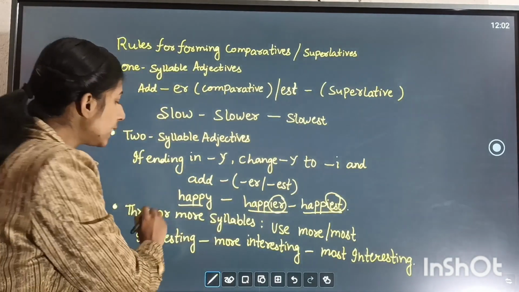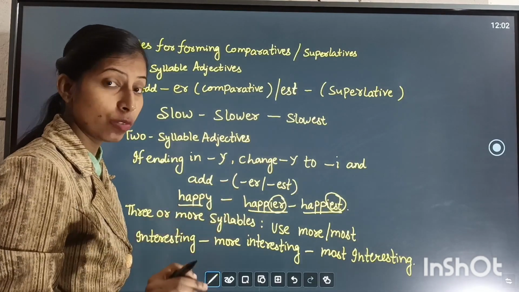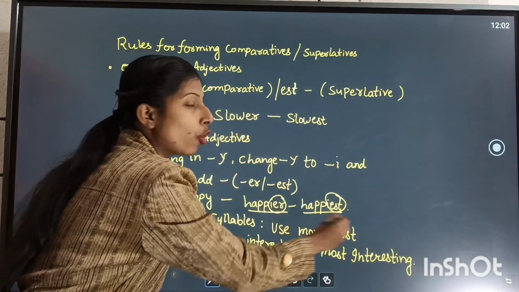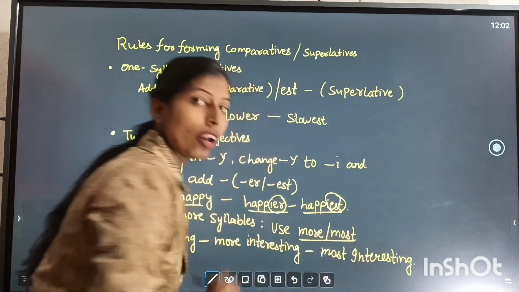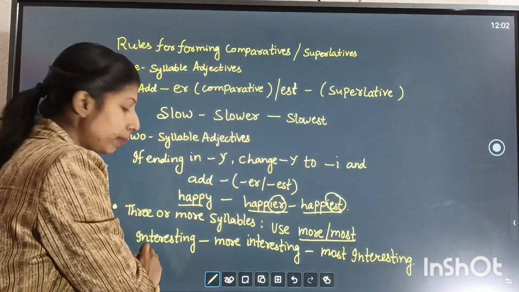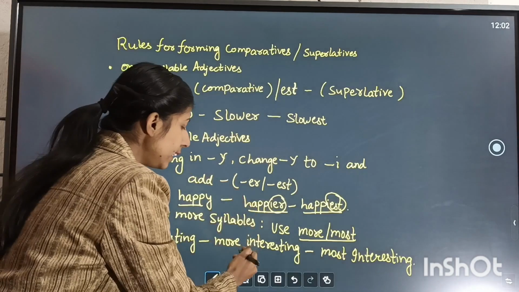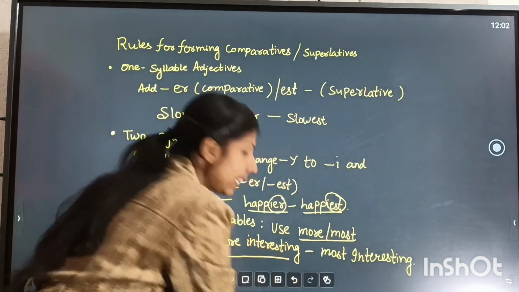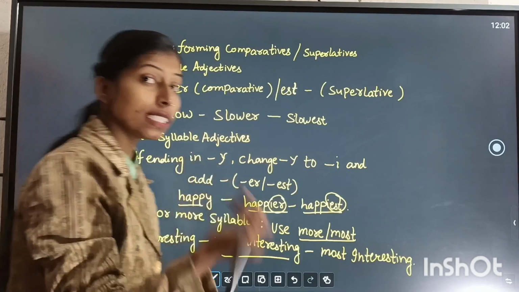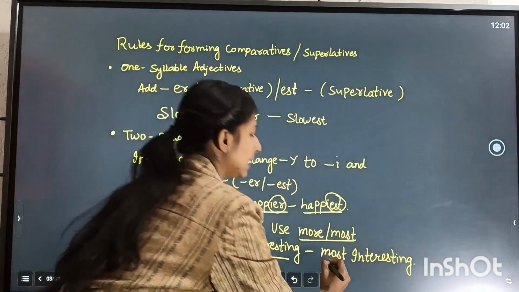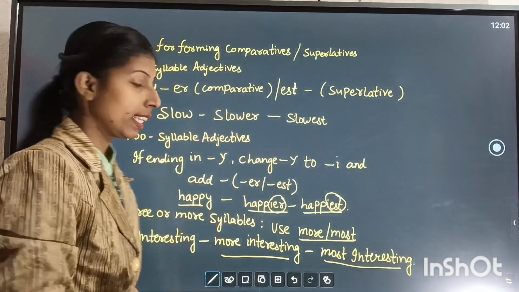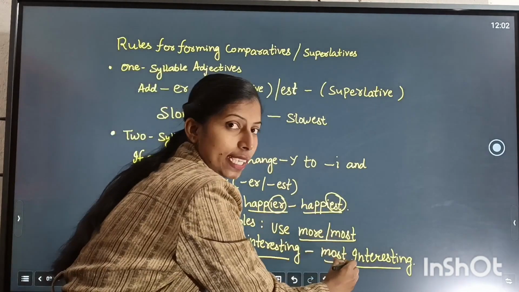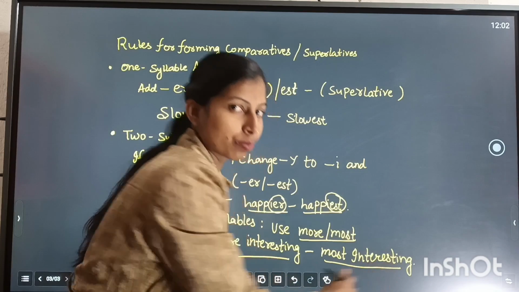When the words are 3 or more syllable words, we use more or most. For example, interesting. The comparative degree word is more interesting. And the superlative degree word is most interesting. The word more is added in the comparative degree, and most is added in the superlative degree.